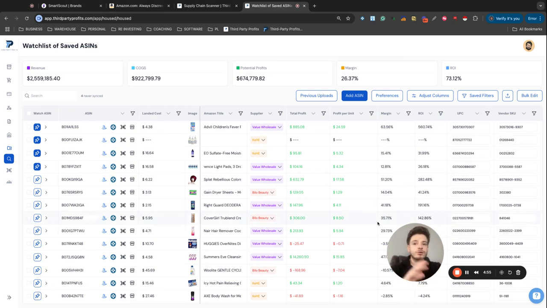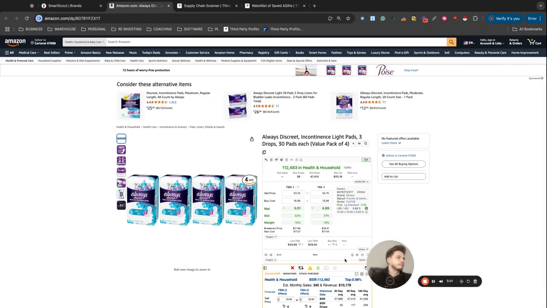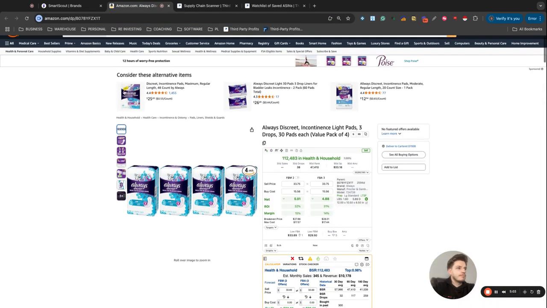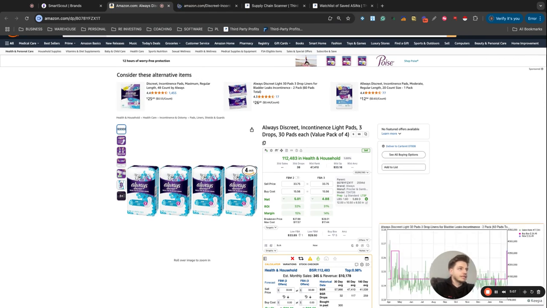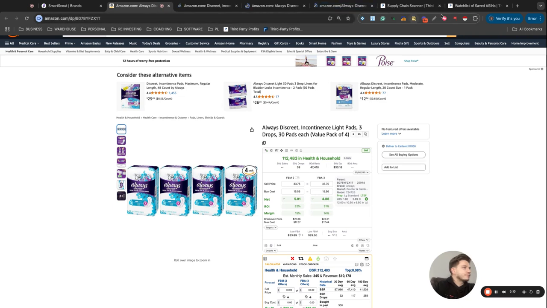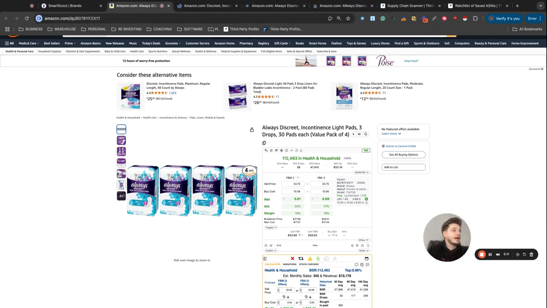Now, one of my favorite ways to source is going to be leaf sourcing. We're going to go back to that listing that we found. And now we're going to see up here, it's going to mention, consider these other alternative items. We're going to click on each one and see if we can find any product opportunities on these 3 listings here.